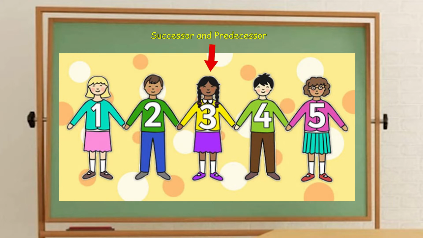Now suppose I were to ask you who is standing before her. You would say 2, the guy with 2 on his shirt. And if I were to ask you who is standing behind her, you would tell me the guy with 4 on his shirt. Good. Keep that in mind.